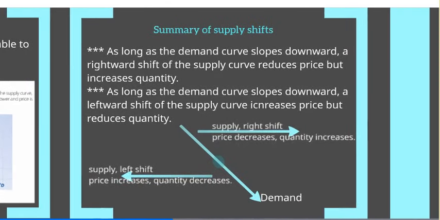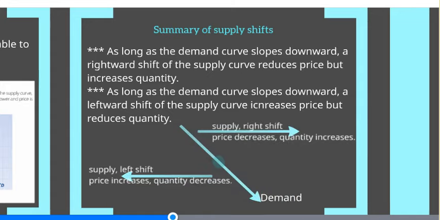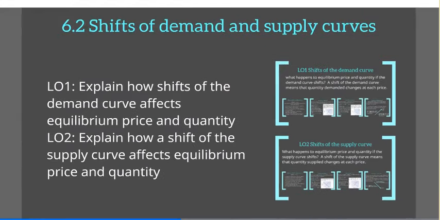Okay, let's summarize that. As long as the demand curve slopes downward, so here's your demand curve, pretend there's a graph here, a rightward shift of the supply curve reduces price but increases quantity. A leftward shift of the supply curve increases price but decreases quantity. And we are done with 6.2.